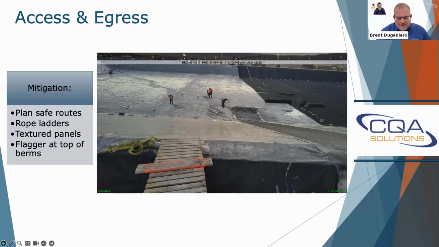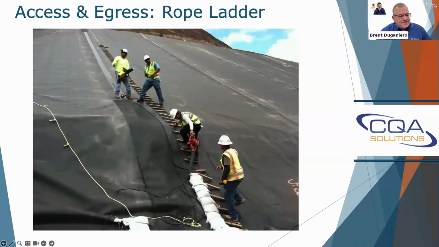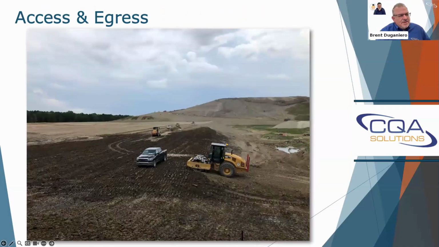Also, maybe having flaggers at the top of berms. So I've got a slide here in a minute I'm going to show you. Here's access. This is a rope ladder. So maybe the folks that you've seen a few moments ago using the vacuum box, maybe this would have been a better option, maybe a little safer. So here's the access ramp, and maybe a flagger might have been a good idea here.